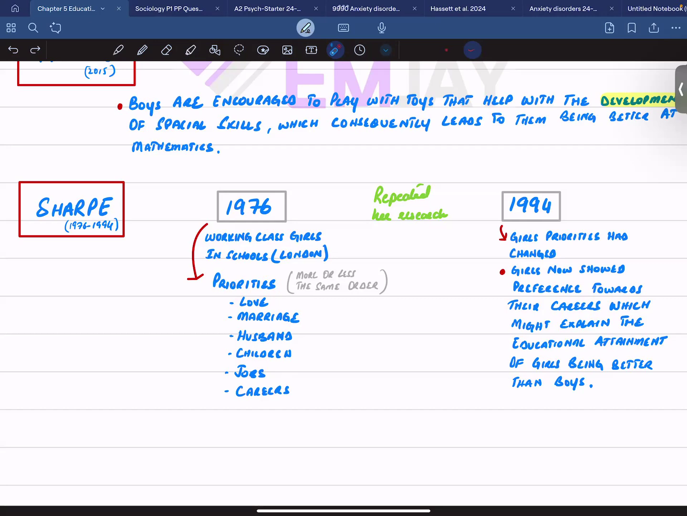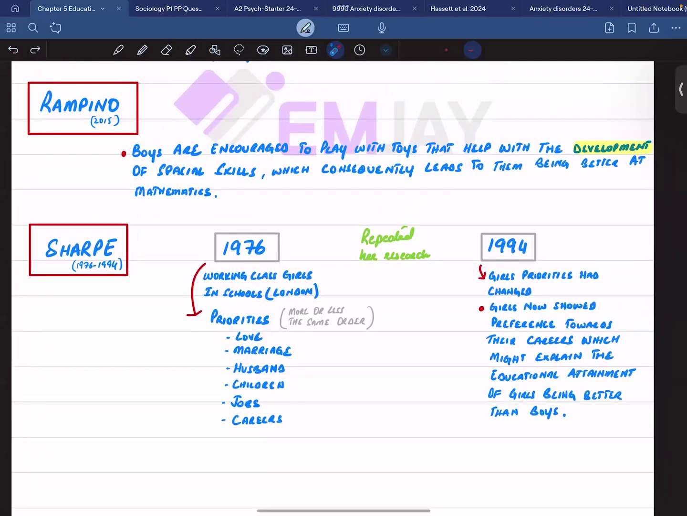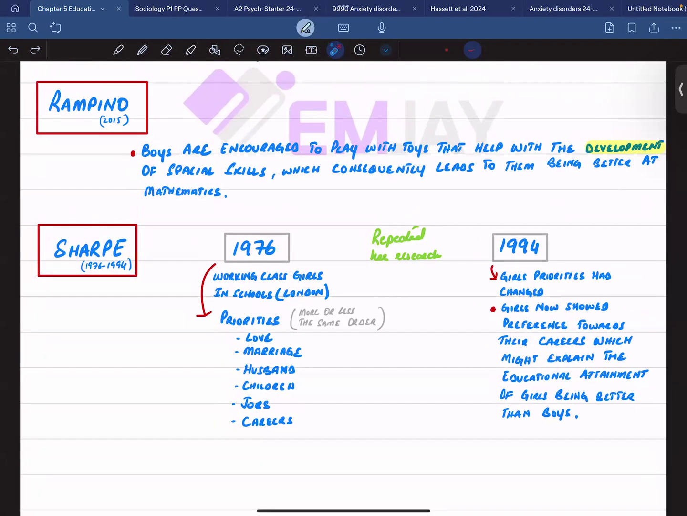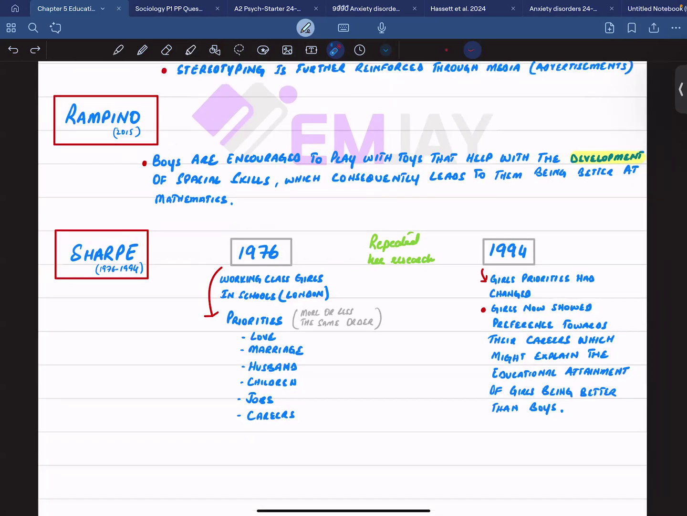Now, we've spoken about three key thinkers over here. Number one, we started off here on Norman. Number two, we spoke about Rampino. Number three, we spoke about Sue Sharp.